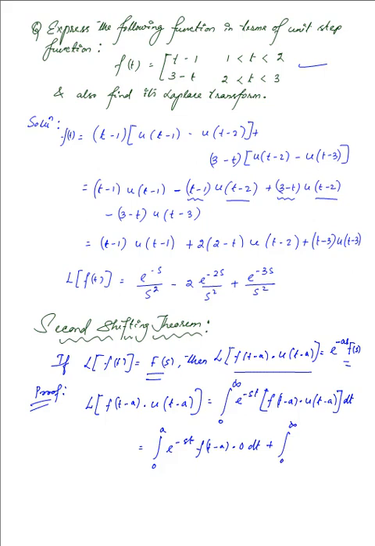Within a, it is going to 0, so it doesn't really matter if we are taking from 0 to a and then from a to infinity. We'll keep it as 0 to infinity. E raised to the power minus st f of t minus a, and the value of u of t minus a is going to be 1 as per the definition of the Laplace transform, and as per the definition of the unit function.